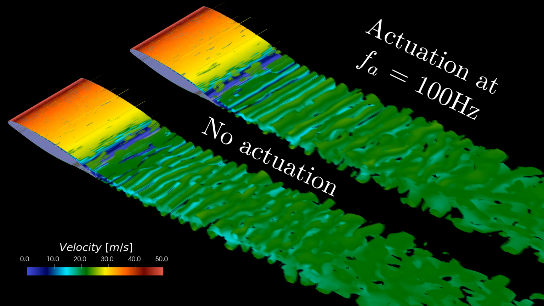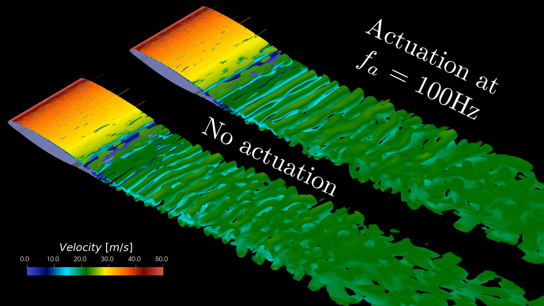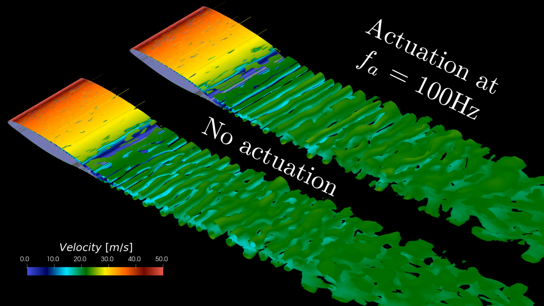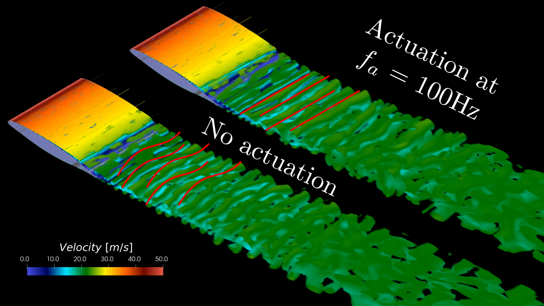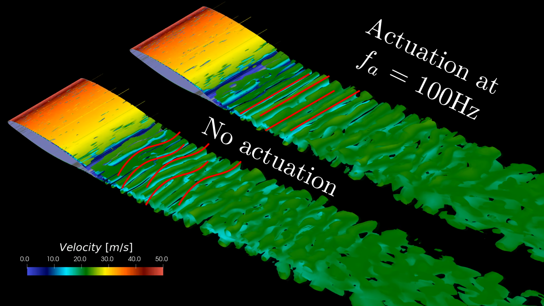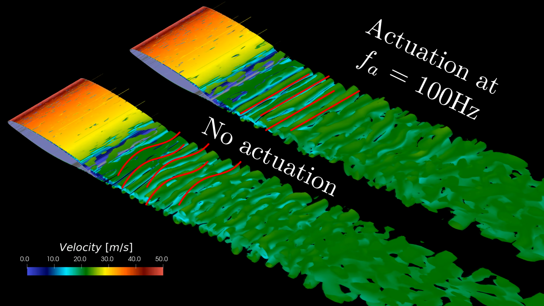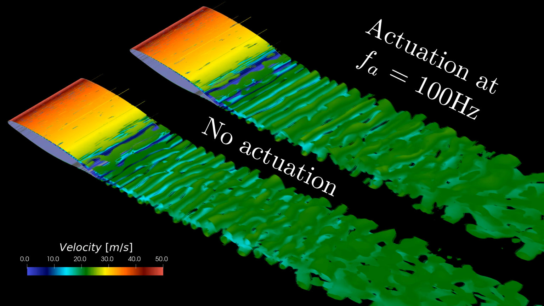A particularly striking finding from the 3D simulations is the progressive bidimensionalization of the flow induced by the morphing. In the reference case, without any kind of actuation, secondary span-wise instabilities develop naturally along the wingspan, adding a strongly three-dimensional character to the wake.